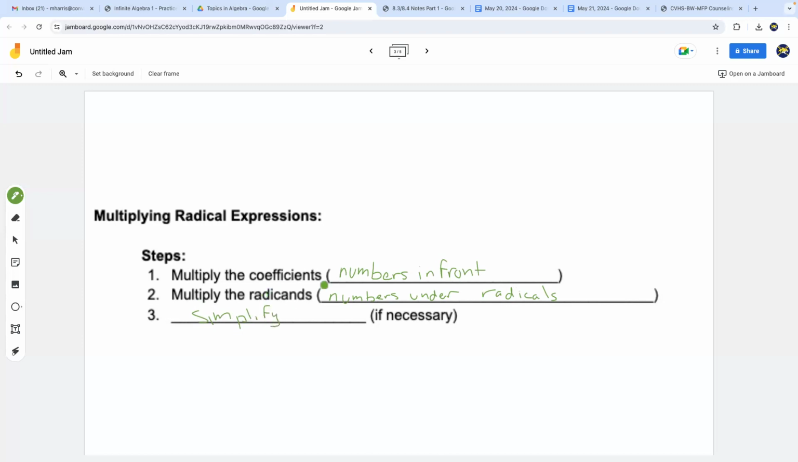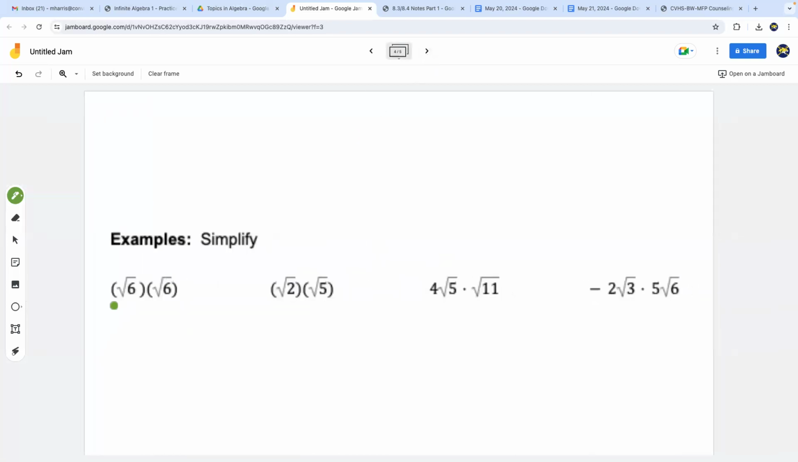So the big thing, though, is when you're multiplying radical expressions, once you're out of the radical, you don't want to go back in. So numbers out of the radical multiply by numbers out of the radical. Numbers in the radicals multiply by numbers in the radicals. Again, once you're out, you don't want to go back in. So let's take a look here.